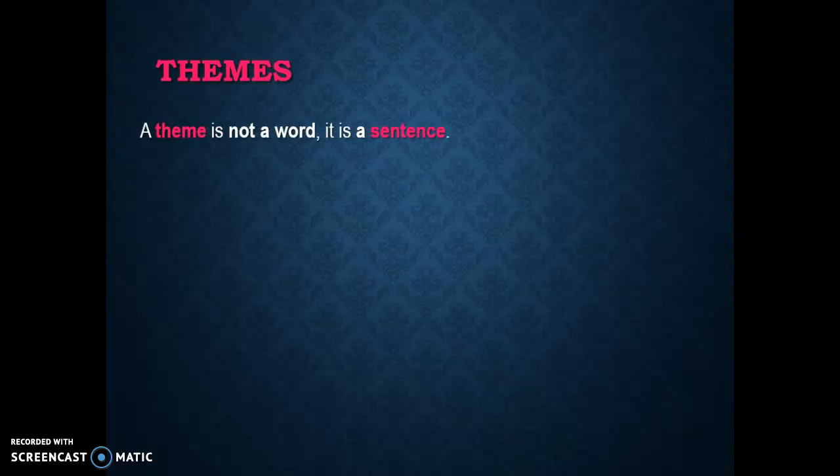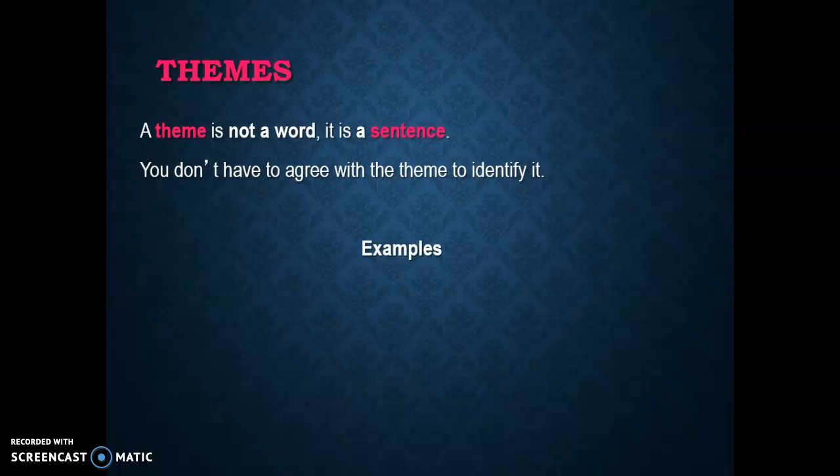A theme is not a word, it is a sentence or statement. You don't have to agree with the theme to identify it. Some examples are money can't buy happiness.